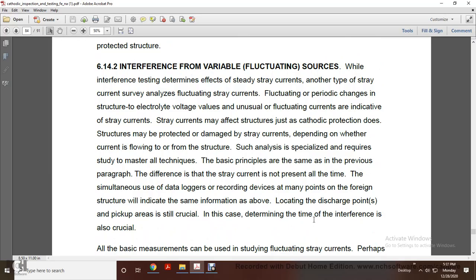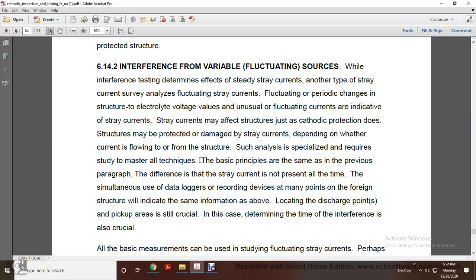Alright, 614.2, interference from variable fluctuating sources. Interference testing determines the effect of steady stray currents or any other type of stray currents. Survey analysis: fluctuations, periodic changes in structure electrolyte voltage, or unusual fluctuating currents are indicative of stray currents. Stray currents may affect the structure, but cathodic protection does too. Structures may be protected from damage by stray currents, depending on whether currents are flowing to or from the structure. Such analysis requires specialized techniques.